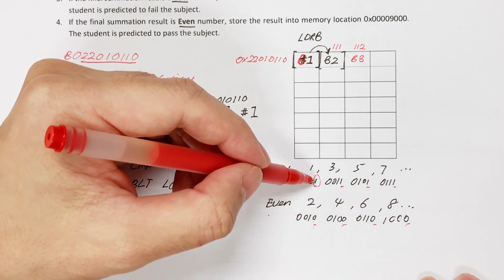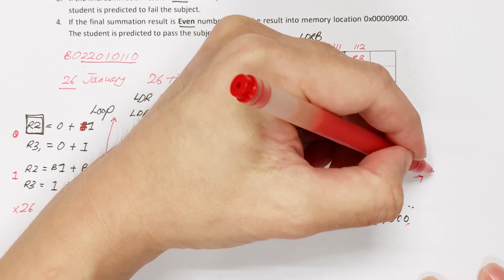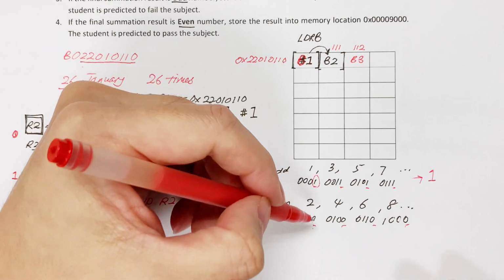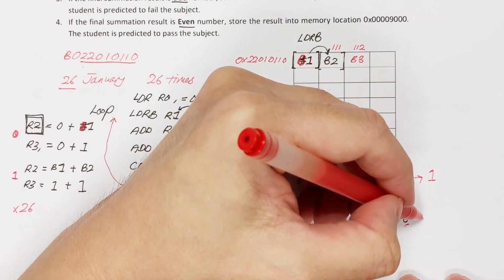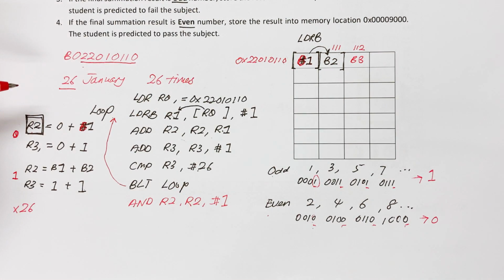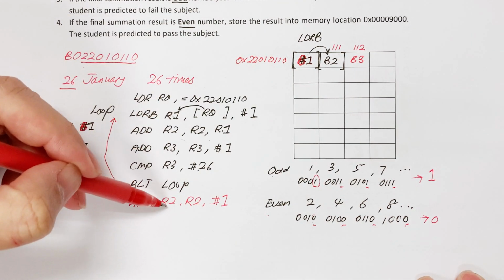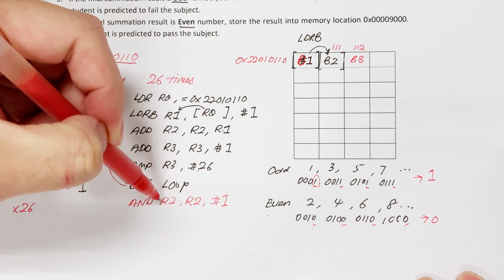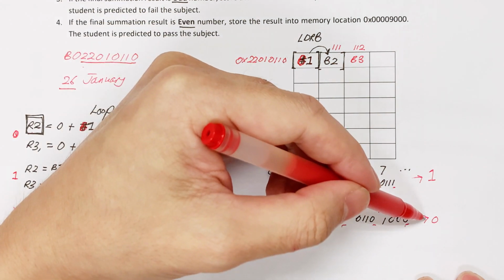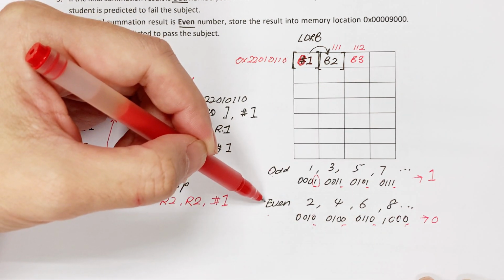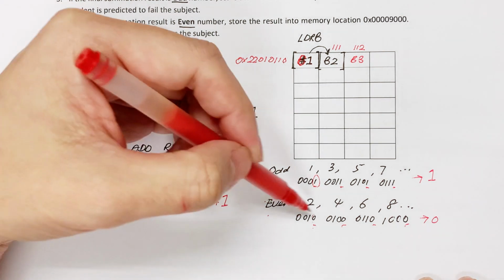If the LSB, or bit 0, is 1 and you do an AND with 1, you will get 1 as a result. However, if bit 0 is 0 and you do an AND operation with 1, the result will become 0. And with these two values that I will end up with in register 2, I can tell that if the last result you get from register 2 is 1, then this is an odd number. If that value is 0, then I can say that whatever value is in register 2 after your summation of 26 times is an even number.